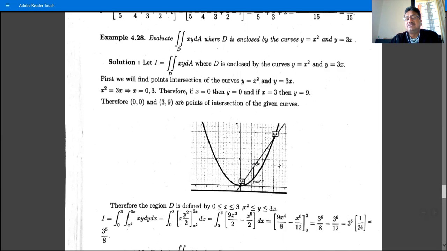Y is equal to x is the line that divides this plane in two parts. So y is equal to 3x has slope 3, so it's above the y is equal to x line. And these are the points of intersection.